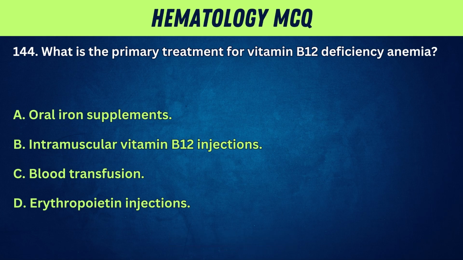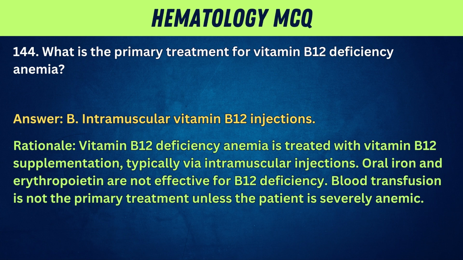144. What is the primary treatment for vitamin B12 deficiency anemia? A. Oral iron supplements. B. Intramuscular vitamin B12 injections. C. Blood transfusion. D. Erythropoietin injections. Answer: B. Intramuscular vitamin B12 injections. Rationale: Vitamin B12 deficiency anemia is treated with vitamin B12 supplementation, typically via intramuscular injections. Oral iron and erythropoietin are not effective for B12 deficiency. Blood transfusion is not the primary treatment unless the patient is severely anemic.